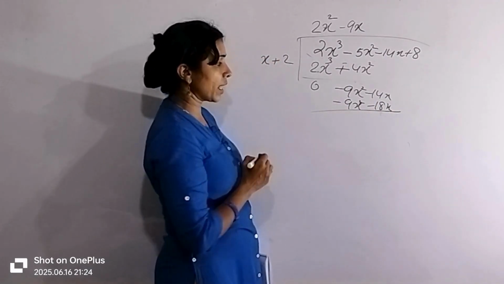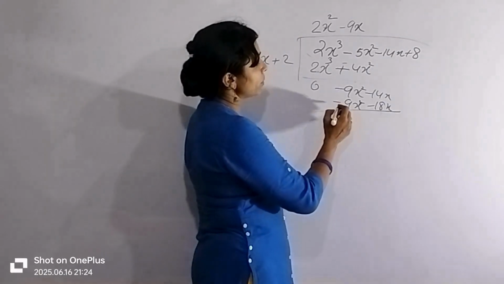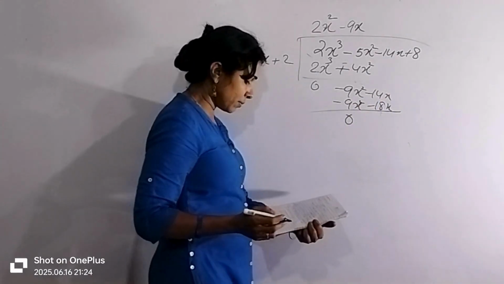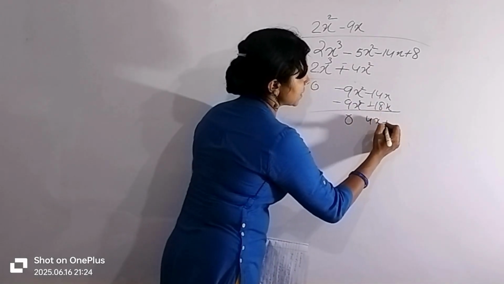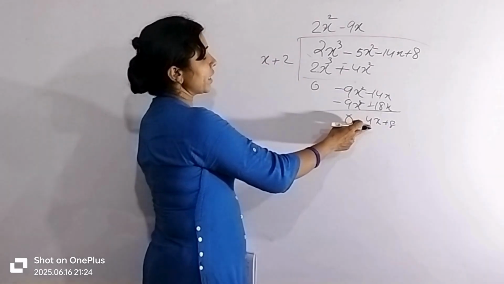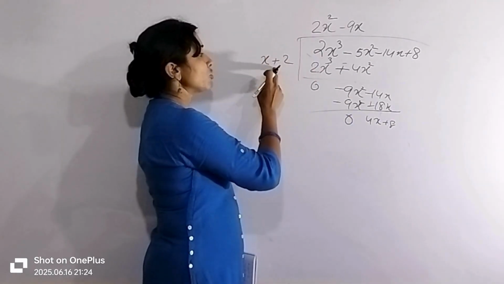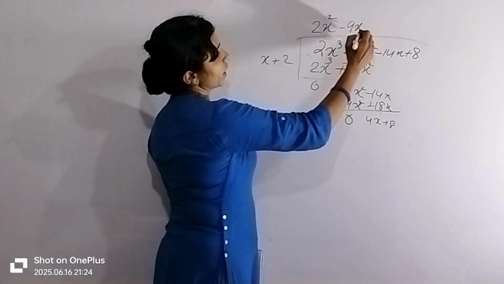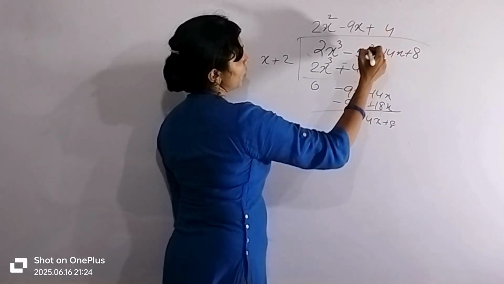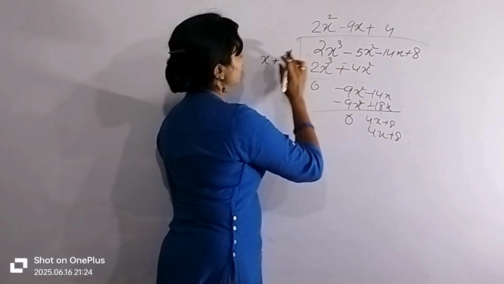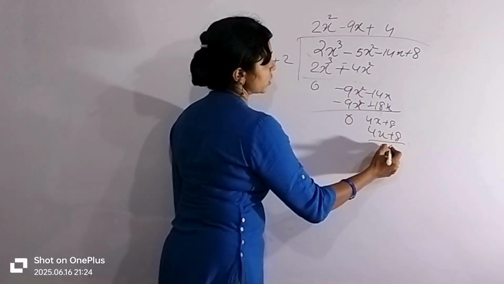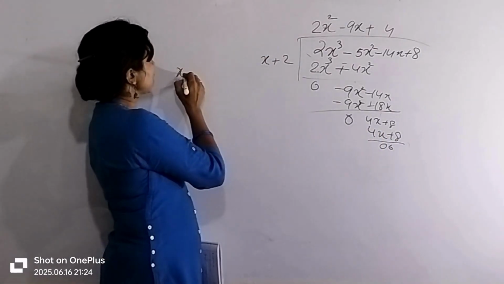Now again we can subtract. Minus 9x square minus 9x square will become 0. Minus 14x minus minus 18x, this will become plus, right? So 4x plus 8. To get 4x, by which variable do I have to multiply this? So we can put 4 here, 4x plus 8. This 4 into x is 4x, and 4 into 2 is 8. So here 0. So one factor is x plus 2.